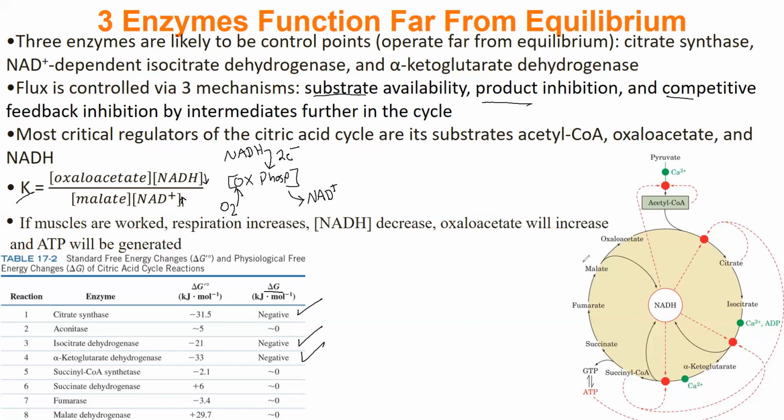What this does is propel malate to be made into oxaloacetate, which will then turn on this first reaction. So this will turn on citrate synthase and create our citrate for us. So that is one way NADH can move the reaction forward.